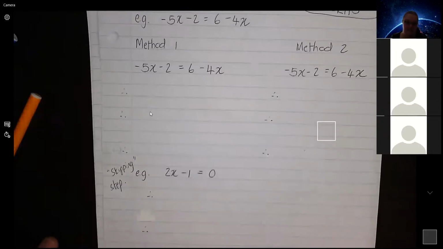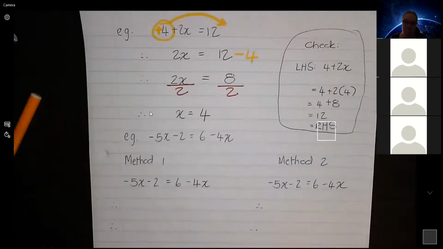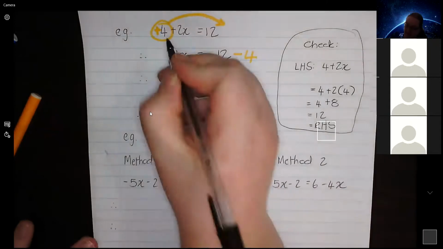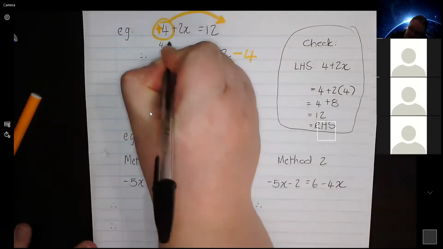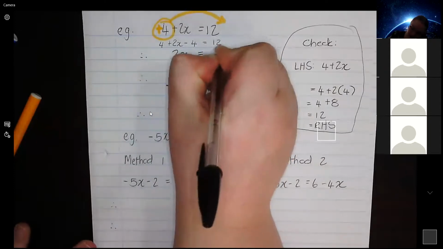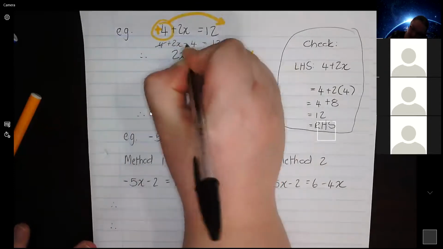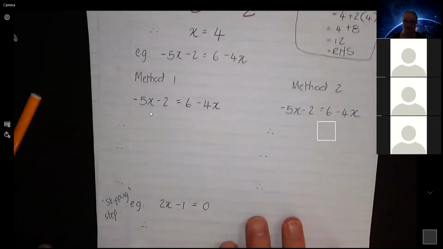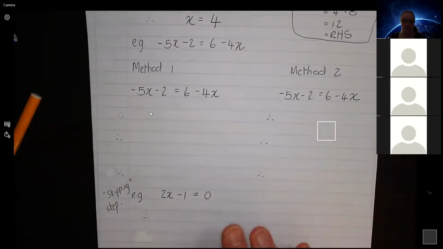Ma'am, why didn't you -4 on both sides this time? I did, but I'm basically skipping a step. This is 4 plus 2x and then minus 4 equal to 12 minus 4, and these two cancel out. Oh, okay. Thank you, ma'am. That's why the shortcut is so useful. No problem.